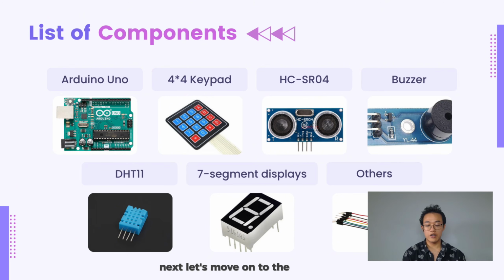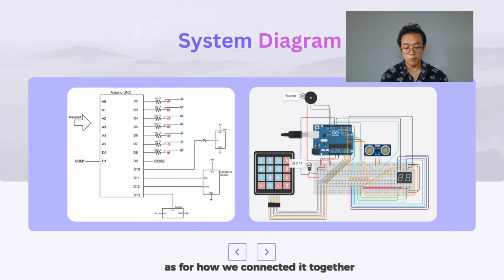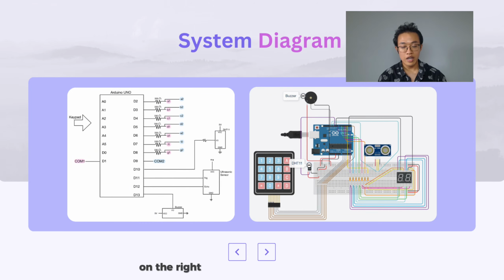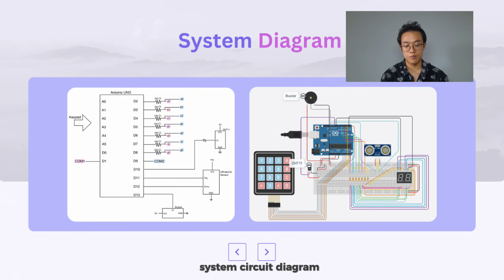Next, let's move on to the circuit. On the slide, there's a list of the components used. All of these were provided to us by SIT for our lab activities. As for how we connected it together, we have displayed a system diagram. On the right is the diagram from Tinkercad, and on the left is a hand-drawn circuit diagram.